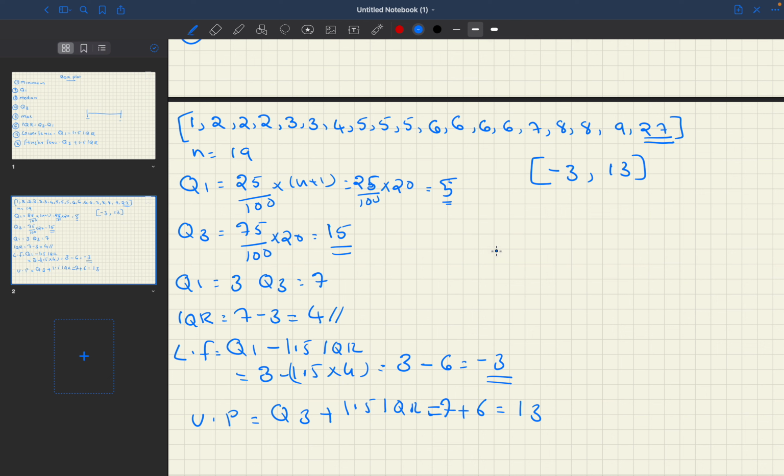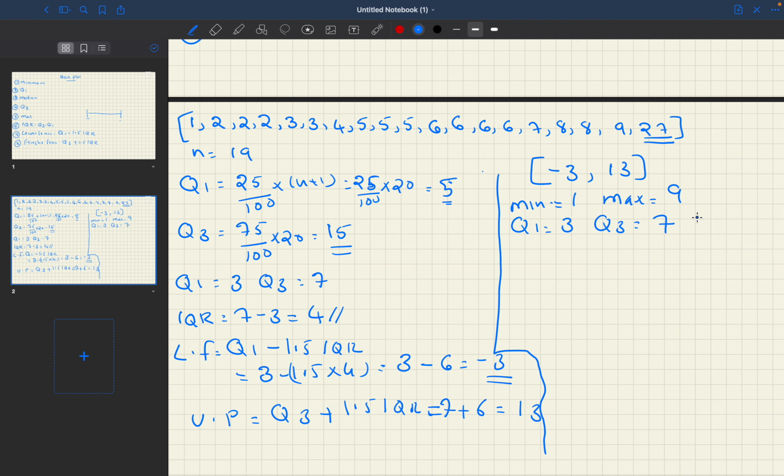Now there are a few things that we need to know, right? Which one is our minimum value? Let me draw a line here. Our minimum value will be 1, and our maximum value will be 9. We have removed the 27, so the maximum value will be 9. Q1 is 3 and Q3 is 7.